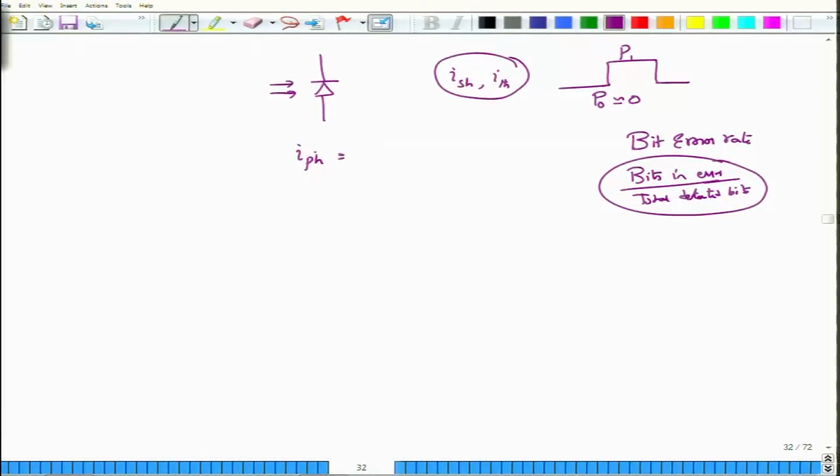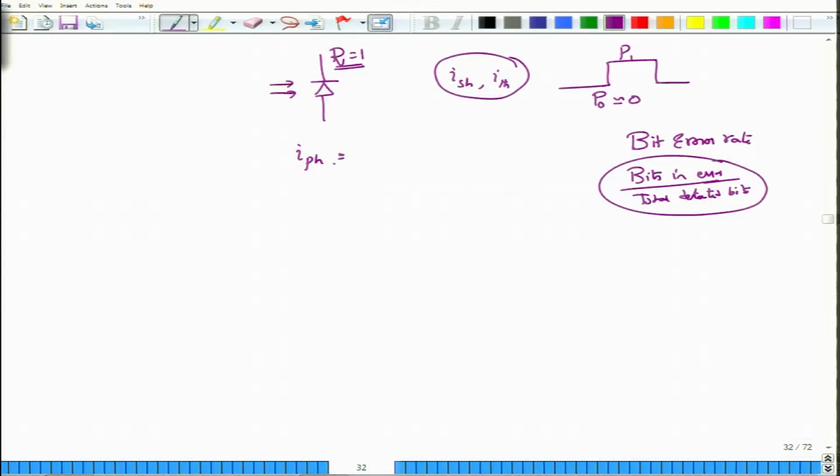Okay. So, now you look at the output photocurrent. We will also make an additional assumption that R is equal to 1, where R is the responsivity of the photodiode. Otherwise, the photocurrent has to be reduced by that amount that we use for R less than 1. So, to simplify the math, we will use R equal to 1.